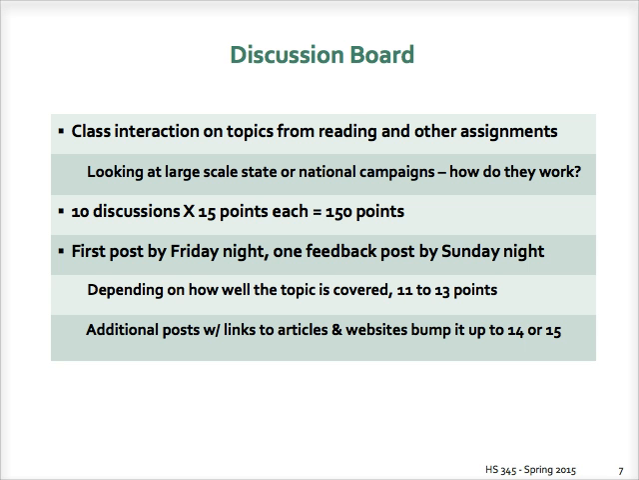First post plus one feedback post is the minimum, and depending on how well the topic is covered, will get you 11 to 13 points. To get to 14 or the full credit 15 points, make additional posts with links to relevant articles and websites. Find a way to advance the discussion on a professional level. That's what I'll be looking for.